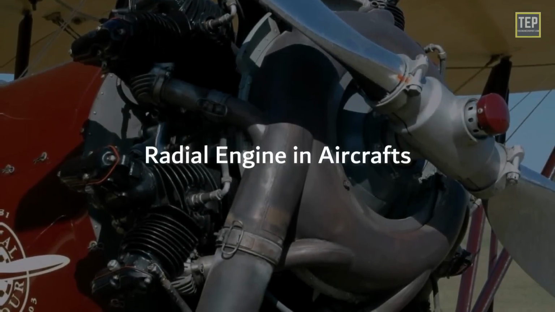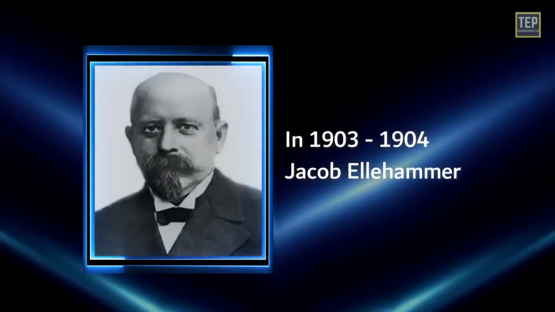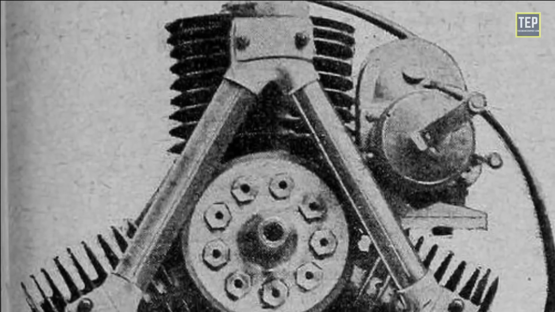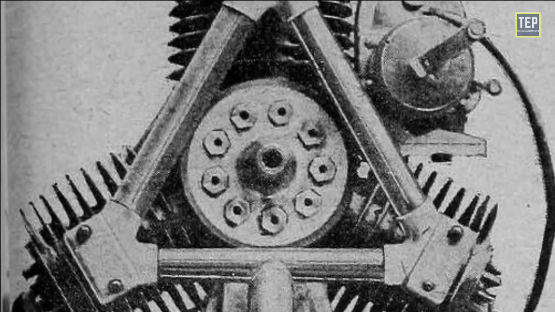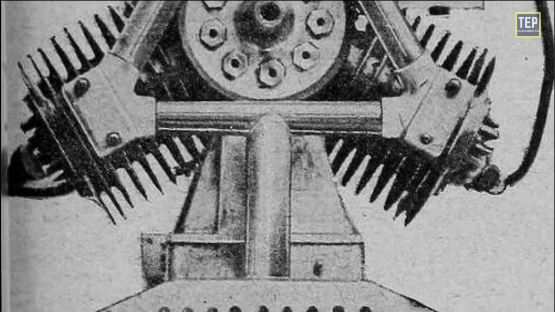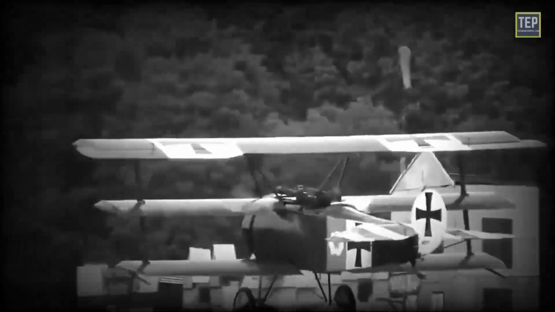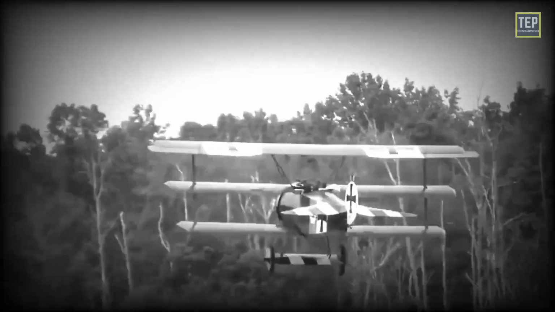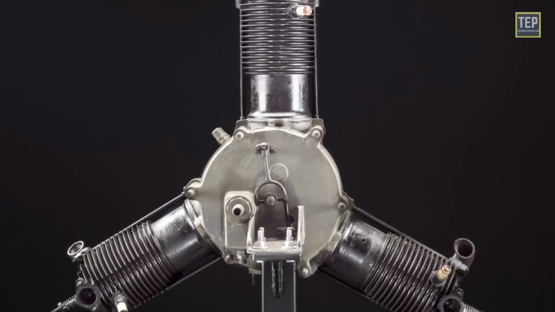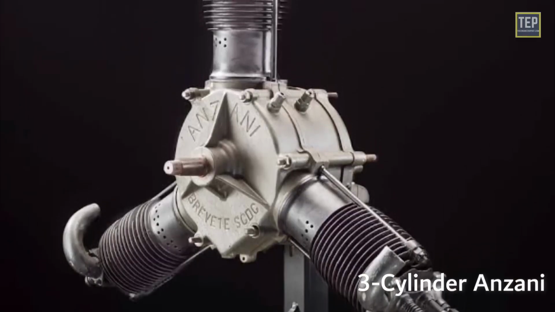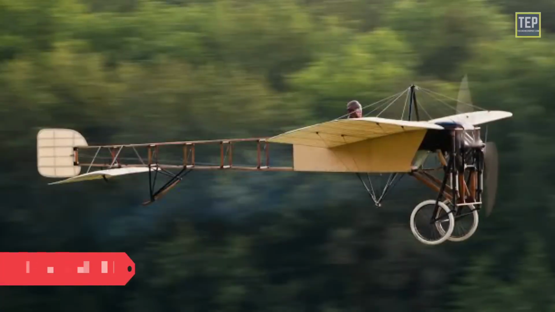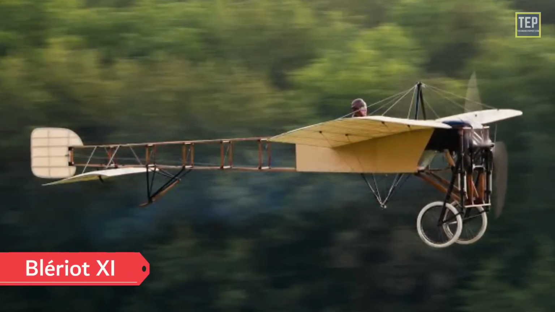Radial engine in aircrafts. In 1903 to 1904, Jacob Ellehammer built the world's first air-cooled 3-cylinder radial engine, which he used as the basis for a more powerful 5-cylinder model in 1907. This was installed in his triplane and made a number of short free flight hops. Another early radial engine was the 3-cylinder Anzani, originally built as a W3 fan configuration, one of which powered Louis Blériot's flight across the English Channel.